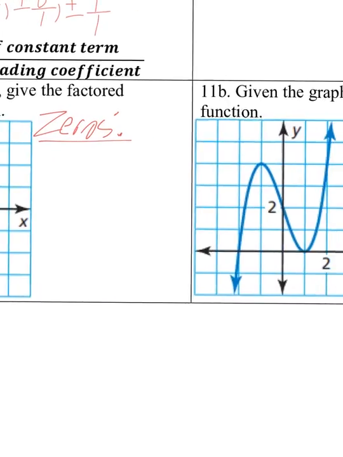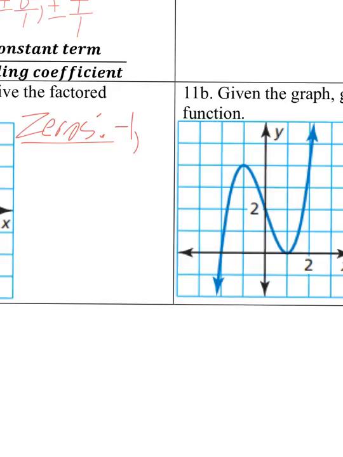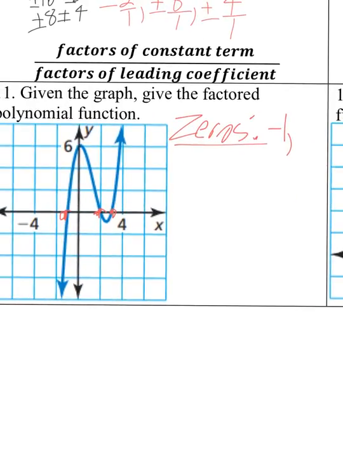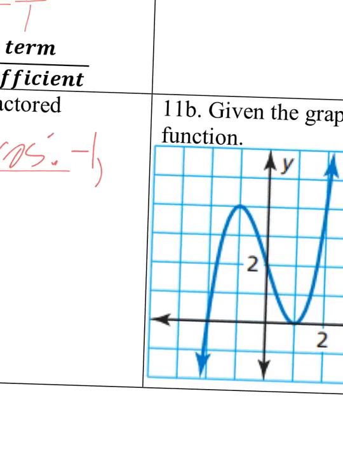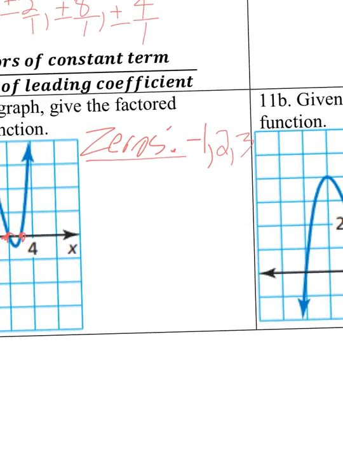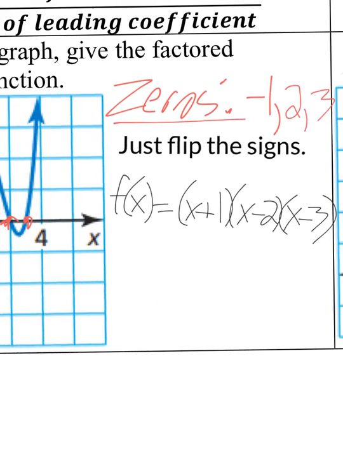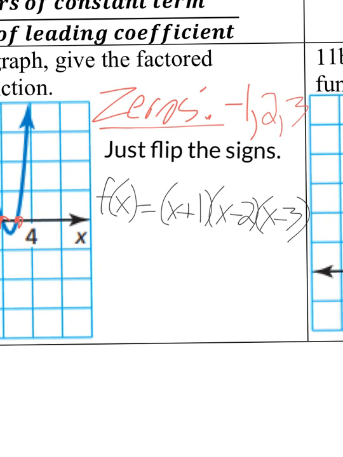So it looks like there's a 0 at -1. It looks like there's a 0 at +2, and then +3. That looks halfway in between. So I'll put -1, 2, and 3. And so remember, you just flip the signs. So if I just flip the signs, I'm just going to write x plus 1, x minus 2, x minus 3. Because if you plug in a -1, that'll make this go to 0. If I plug in a +2, that'll make that go to 0. If I plug in a +3, that'll make that go to 0. That's why they're called zeros.